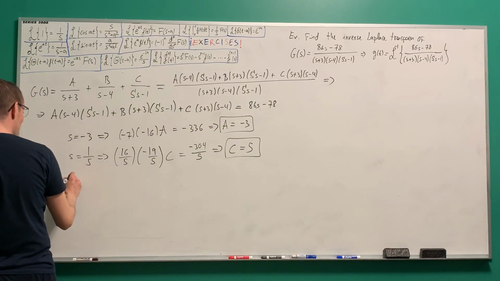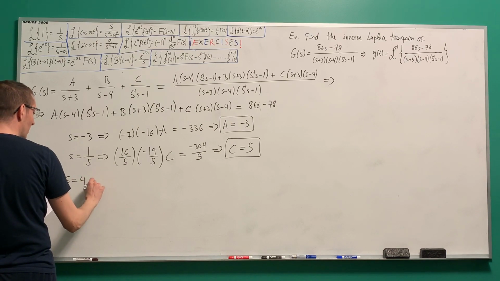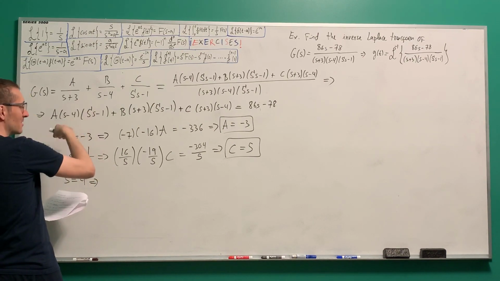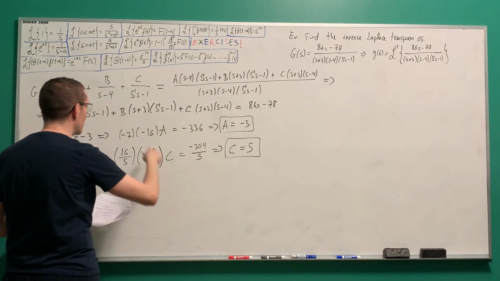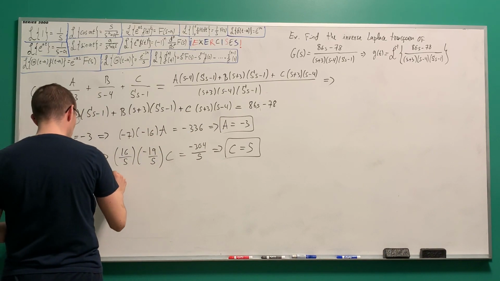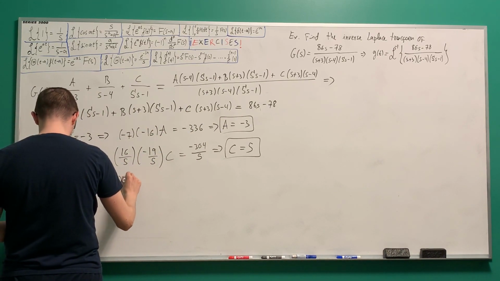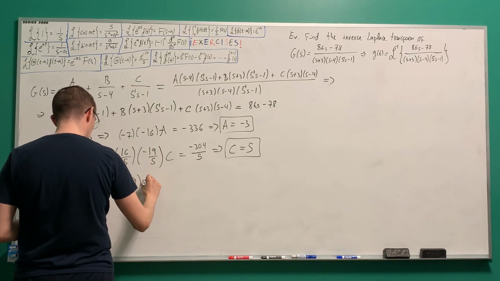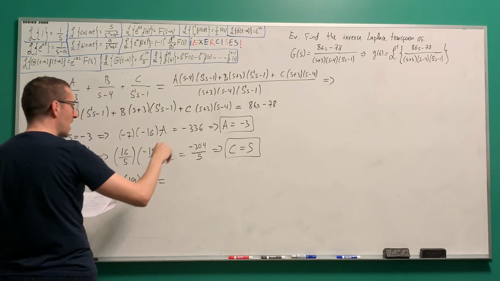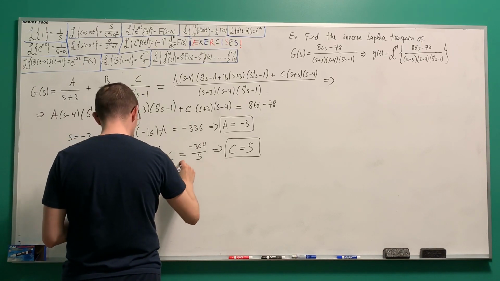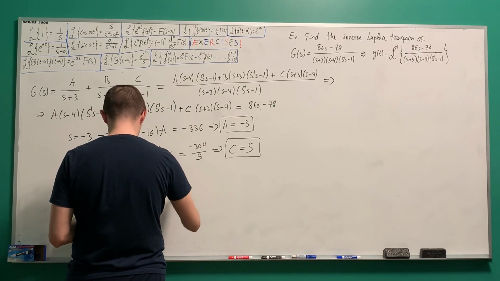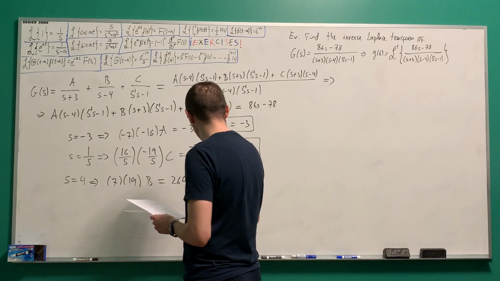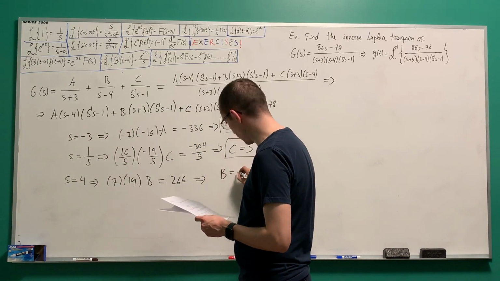Finally, we can take s equals 4, and s equals 4 cancels the first term and the last term, and I'm left with this one. That would be 7 times 19 times b, and on the right hand side with s equals 4 I get 266, and that allows me to solve for b. b is equal to 2.